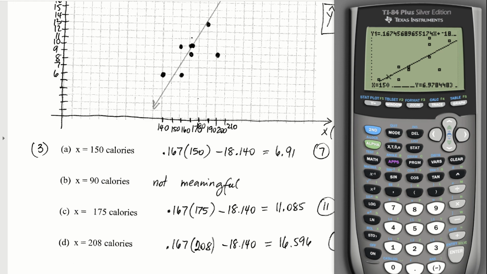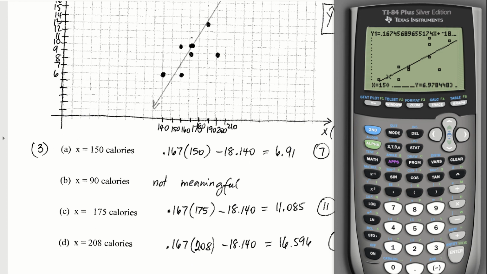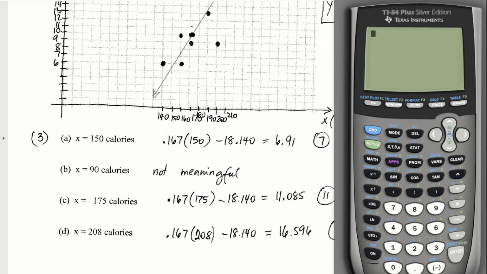Got to be very careful. If x equals 90, that's not in the range. The smallest we could plug in would be 140. So x equals 90 would not be meaningful. If I wasn't paying attention, and I tried to plug in 90, the calculator reminded me, oh, wait a minute, that's a no-go. That's not in the range here.